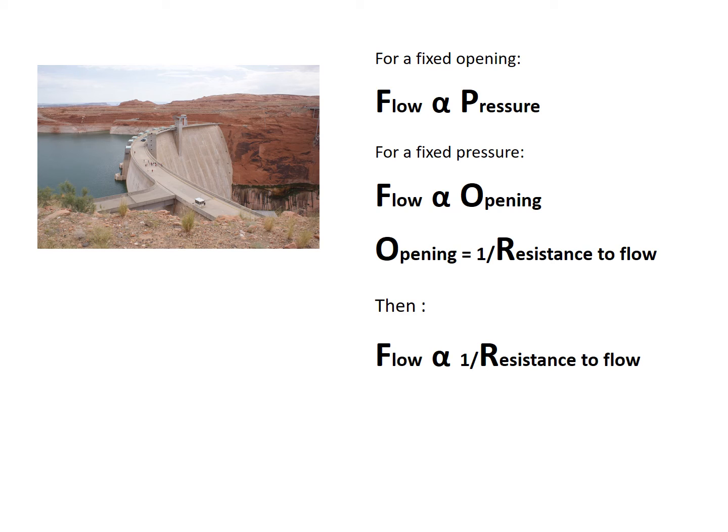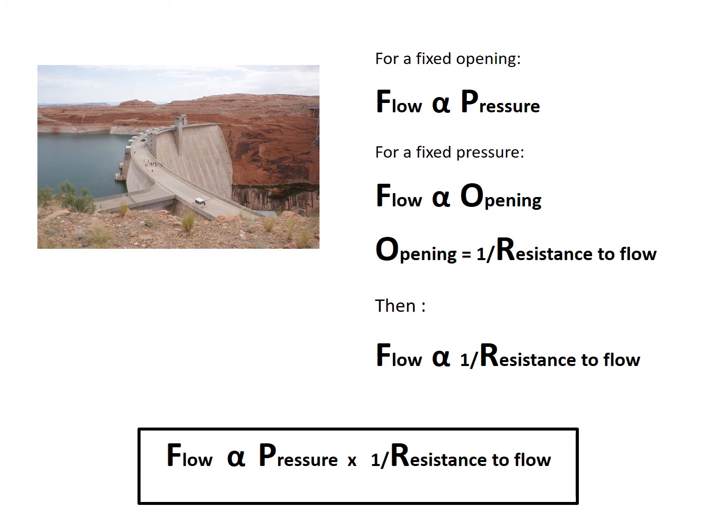Let's define now the notion of resistance to flow. We know that the smaller the opening is, the more difficult it is for water to run through it. This notion of difficulty of water to run through the opening can be named the resistance to flow. So we can say that the opening is simply inversely proportional to the resistance to flow. By deduction, we can now conclude that the flow is inversely proportional to the resistance to flow.